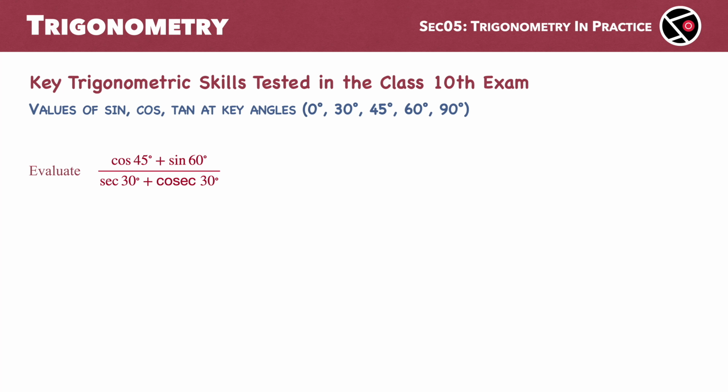Let's start by plugging in the values of the trigonometric ratios. Cos 45 degrees is 1 over square root 2. Sin of 60 degrees is square root of 3 over 2. Sec of 30 degrees is the inverse of cos 30 degrees, so that gives us 2 over square root 3. Cosec 30 degrees is 1 over sin 30 degrees. Sin 30 degrees is 1 by 2. So cosec of 30 degrees is 2.